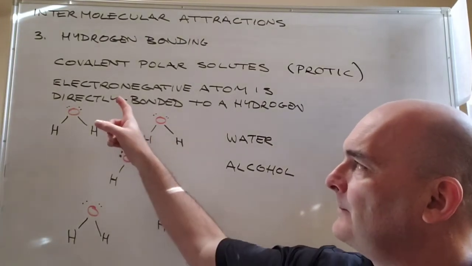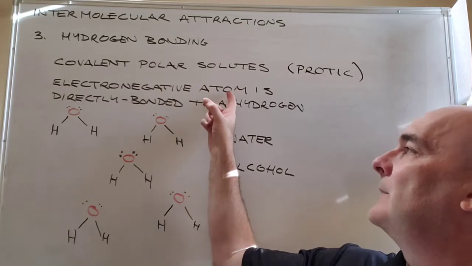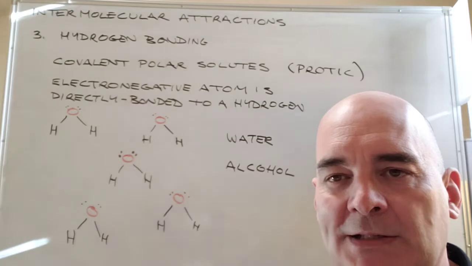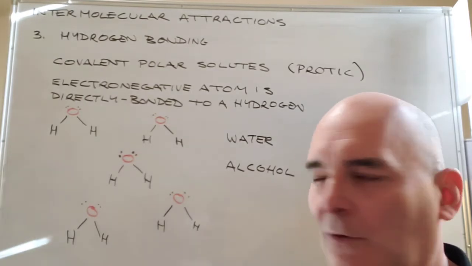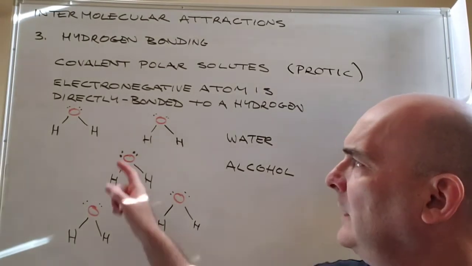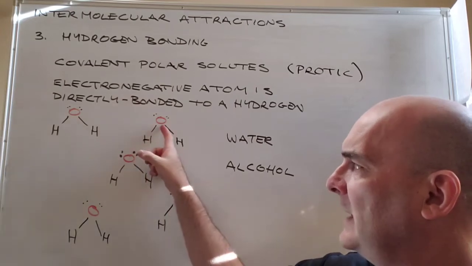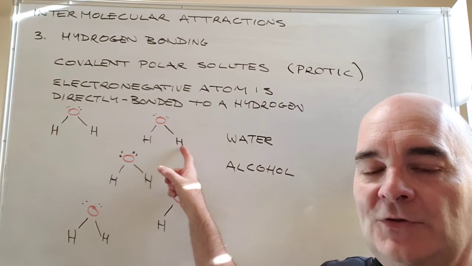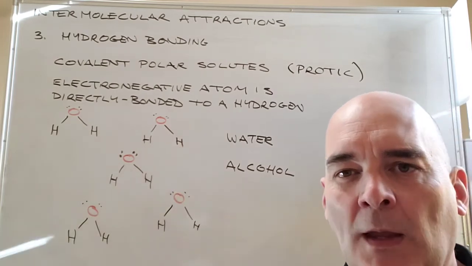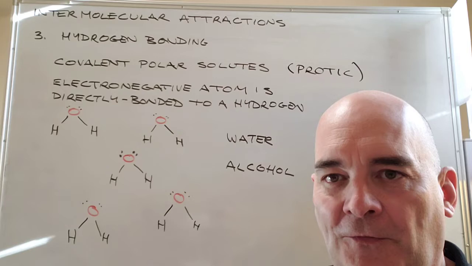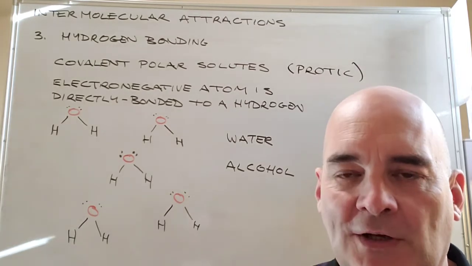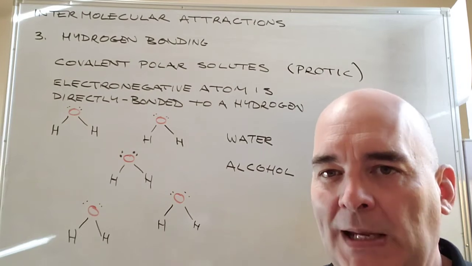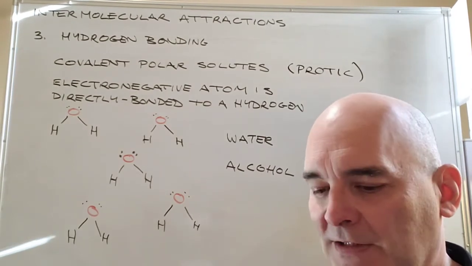because the electronegative atom in acetone did not have a hydrogen directly attached to it. But in water and also in alcohols, we see that the electronegative atom, that would be the oxygen, does have a hydrogen directly attached to it. That makes this bond very polar because hydrogen is in group 1 and oxygen is in group 6. So I have a big disparity in electronegativity.